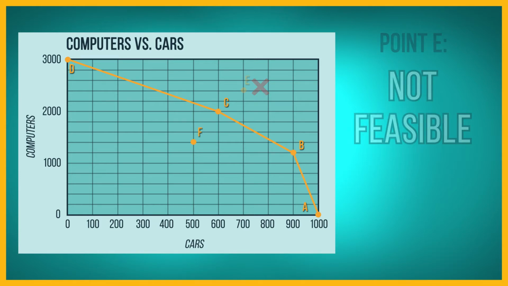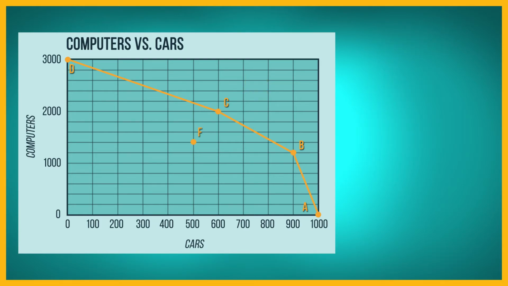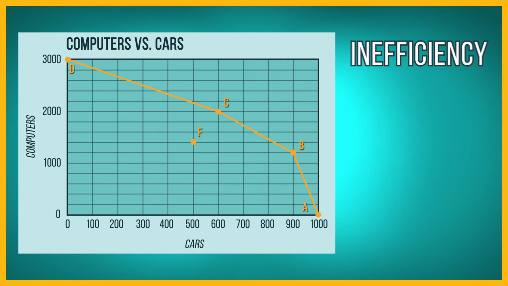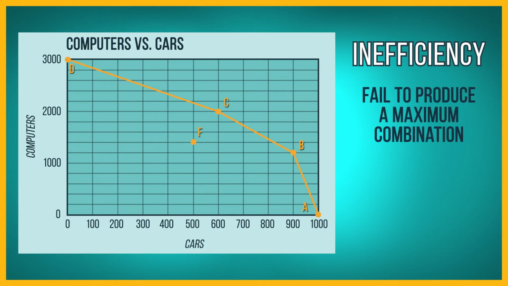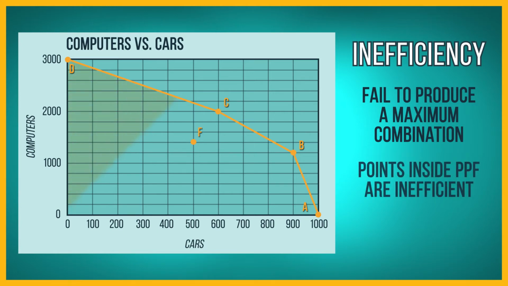A point inside the production possibility frontier illustrates one type of inefficiency. As an economy produces more, it can satisfy more of its people's wants, needs, and desires. Therefore, one way for an economy to be inefficient is to fail to produce a maximum combination. This means that an economy is inefficient when it obtains a point inside of its production possibility frontier.